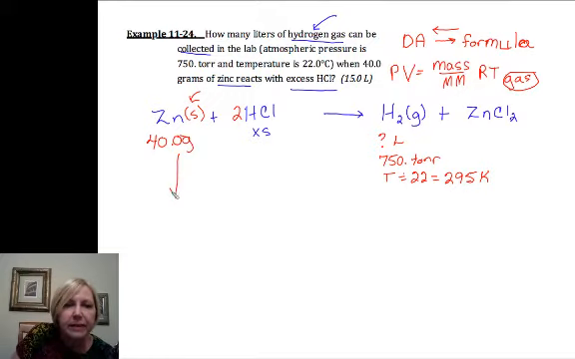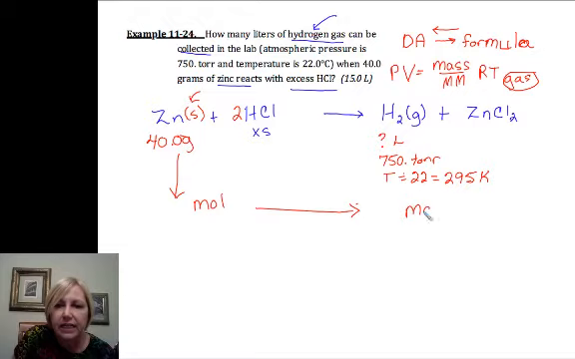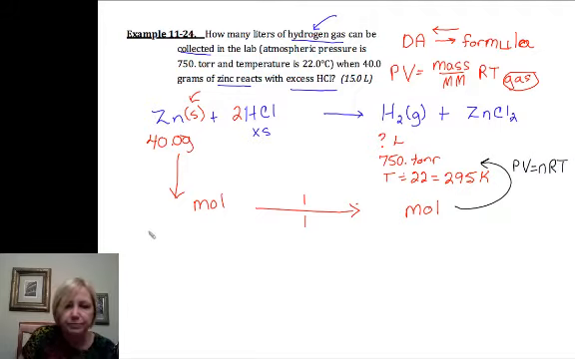So our first step is to go mass to moles, and then we can go from moles of zinc to moles of hydrogen. And if you try to put a solid into PreAP, you're going to miss this mole ratio. Even if it's a 1-to-1 mole ratio, you have to show it. Now, once we have moles of hydrogen, then we're going to use this information and we're going to hop into PreAP. PV is equal to nRT.